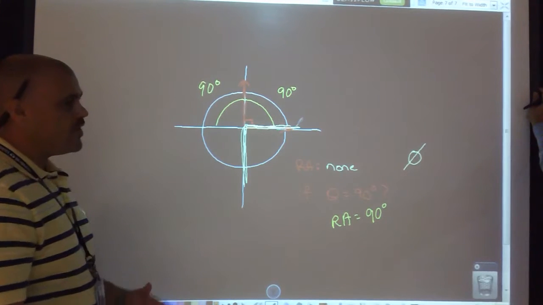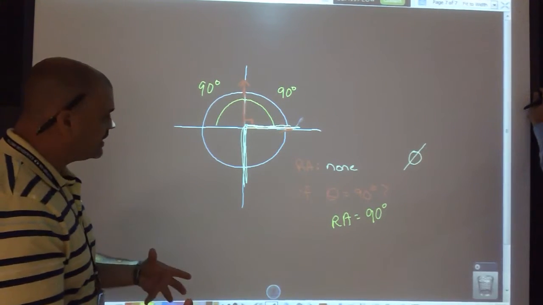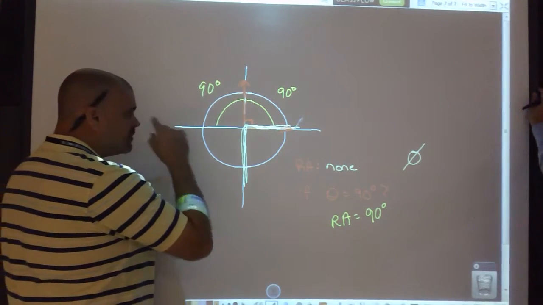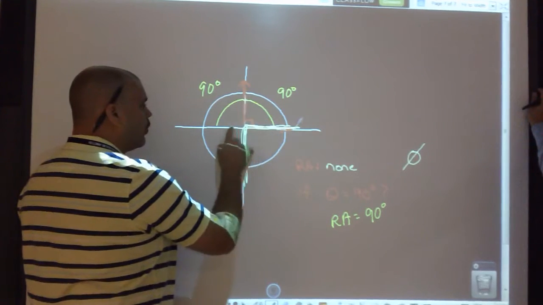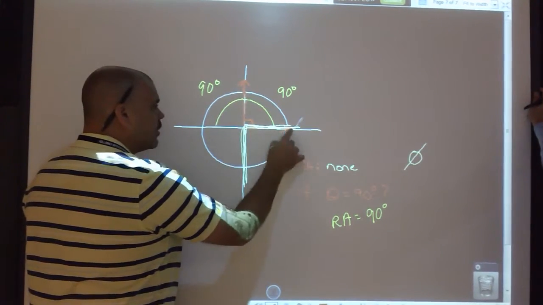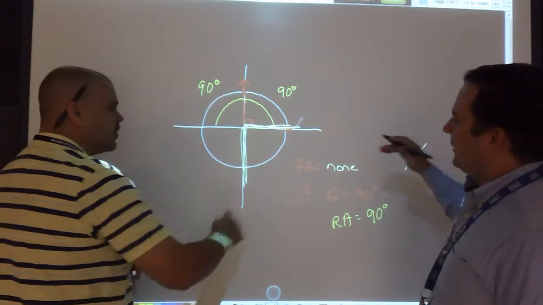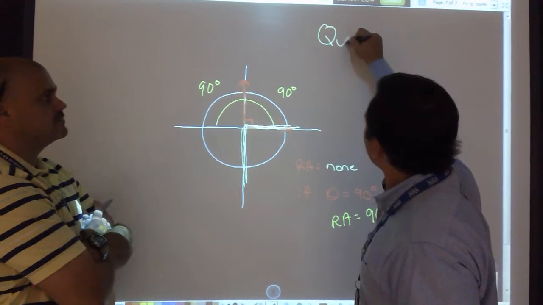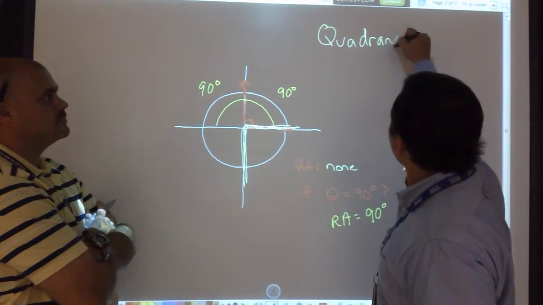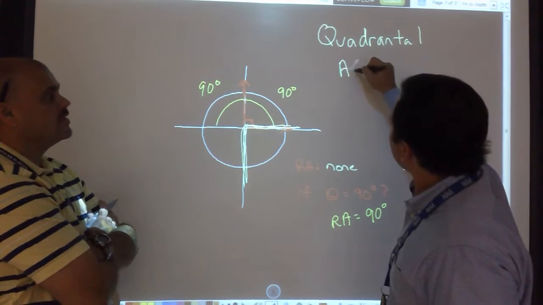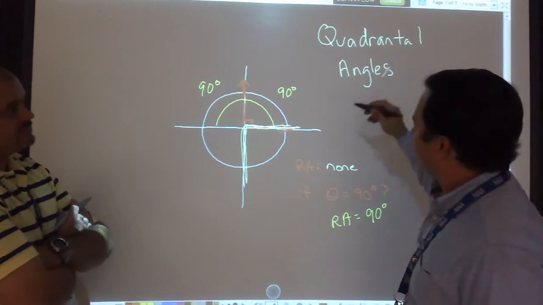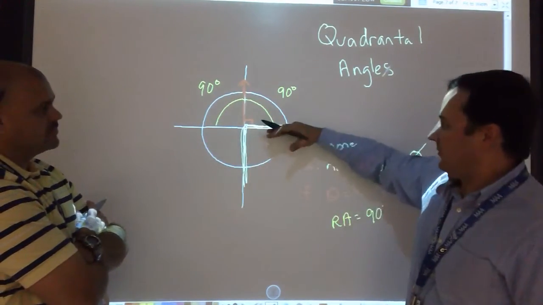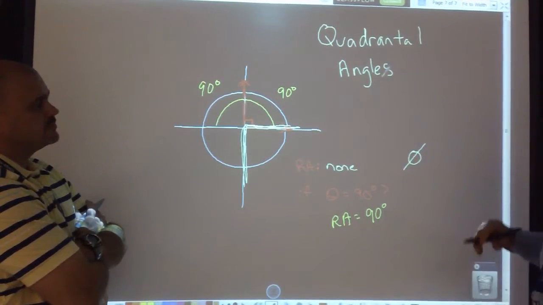One quick question before we close this video out. What are these angles called, the ones that are exactly on the axes? Well, they separate the quadrants from each other. So we call them quadrantal angles. Your 90 degrees, 180, 270, or pi over 2, pi, 3 pi over 2, 2 pi. Those are our quadrantal angles.